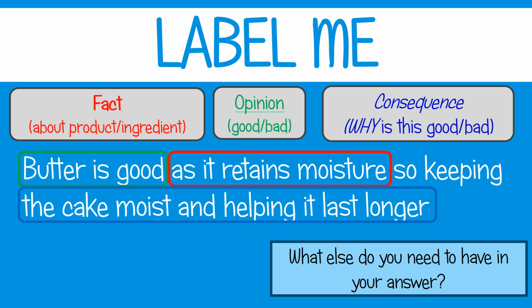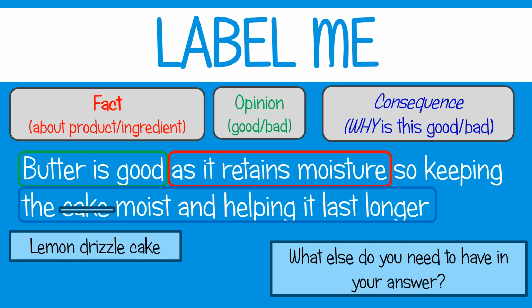Remember, we need to be referring back to the product that is in the question though. So although this answer has got a fact, an opinion and a consequence, they're not going to get a mark at this stage. So we need to replace the word cake with lemon drizzle cake because that is what our question is asking us about. Once we've done that, we now have our mark for our answer.